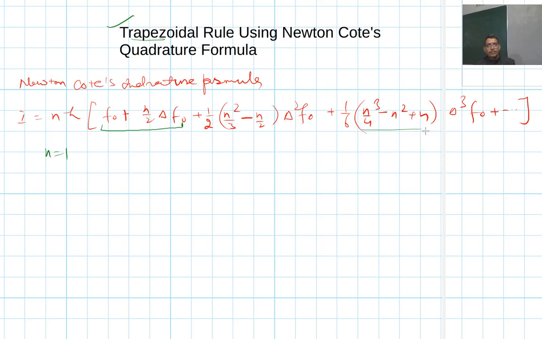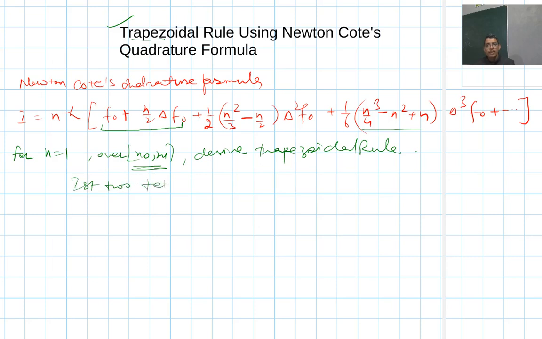So let us have a look at how things look. For n equal to 1, over x0 to x1, this is the interval which we are considering, we can derive this trapezium rule or trapezoidal rule. Here we will consider the first two terms only, right?